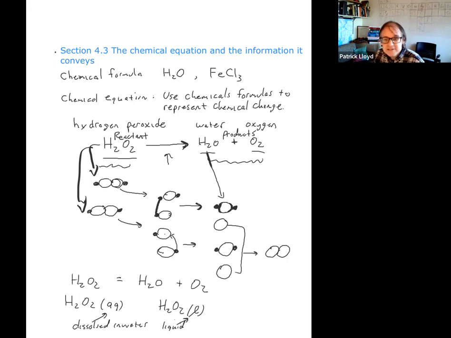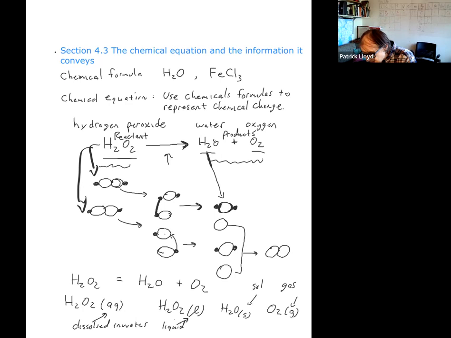But if we cool it down and we freeze this into an ice cube over here, we might have a solid, right? H2O solid. That's for the water. It's an ice cube, right? Solid water. Oxygen, as we know, as we breathe it in, is actually a gas. So these are states of matter.